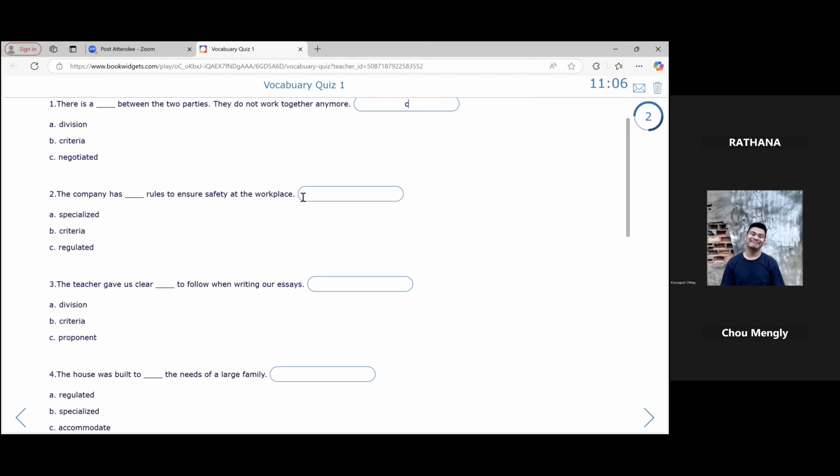The company has specialized. I think maybe C, regulated, it is related with rule or law. They supervise or govern. I think B. B is standard. And C.